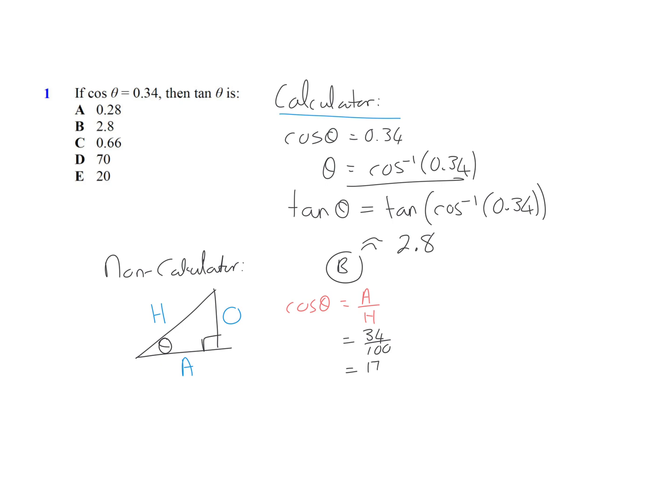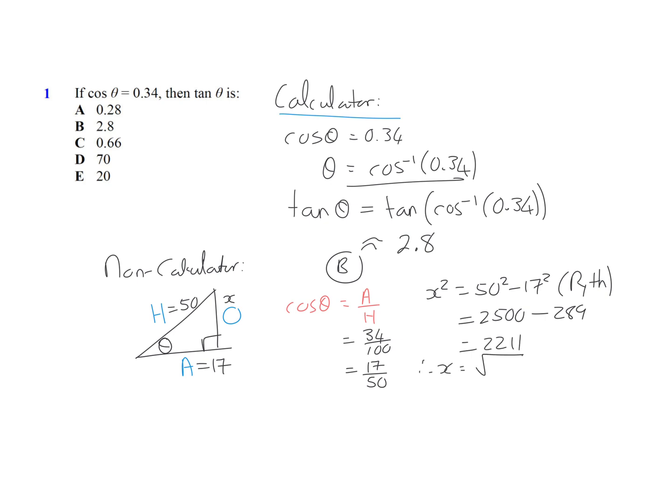simplified if I divide by 2 as 17 over 50, which means the hypotenuse is 50 and the adjacent is 17. So opposite is unknown, let's call it x. Then I can use Pythagoras, and I can say x squared equal 50 squared minus 17 squared using Pythagoras. Then you just work out 50 squared, 2,500, and 17 squared, which is 289. And when I subtract them, you get 2211.